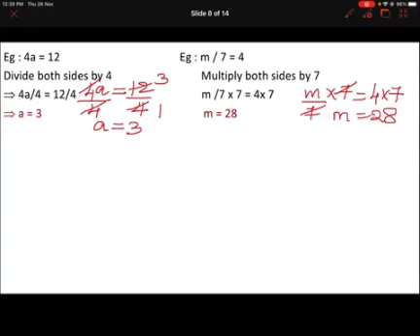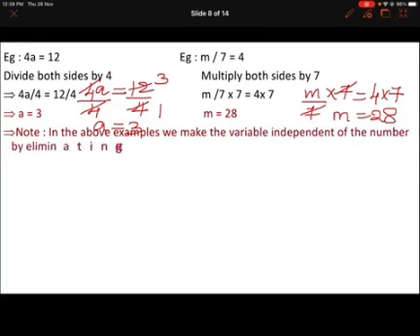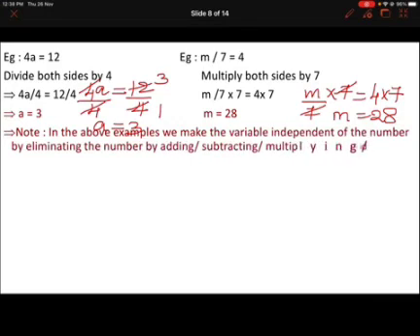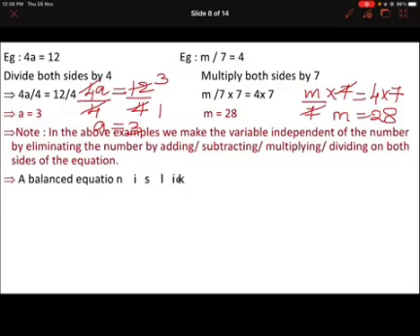This is called elimination method. Please concentrate and learn it properly. Note, in the above examples, we make the variable independent of the number. Okay? By eliminating the number either by adding or subtracting or multiplying or dividing on both the sides of the equation, that's very important children, you have to do the operation on both sides, because this is nothing but a balance.